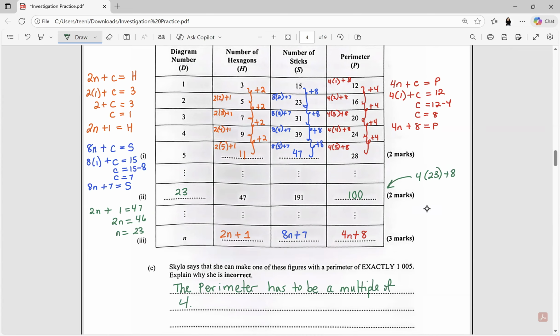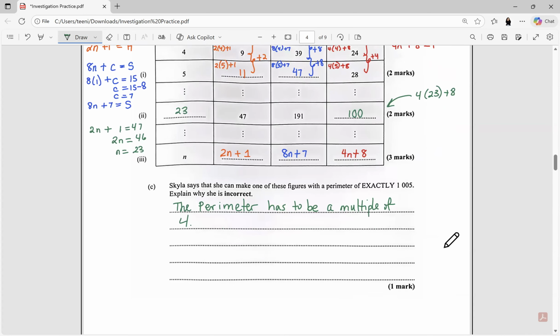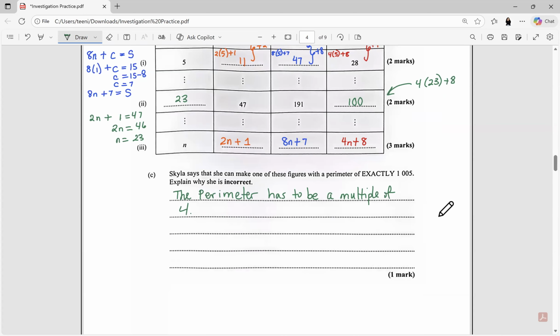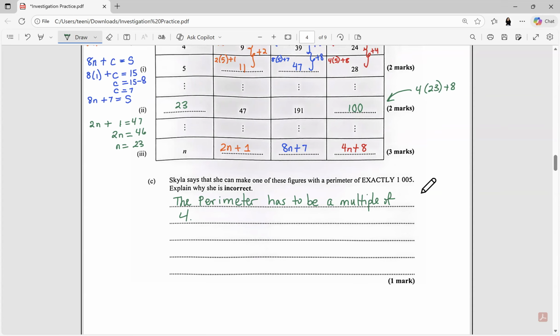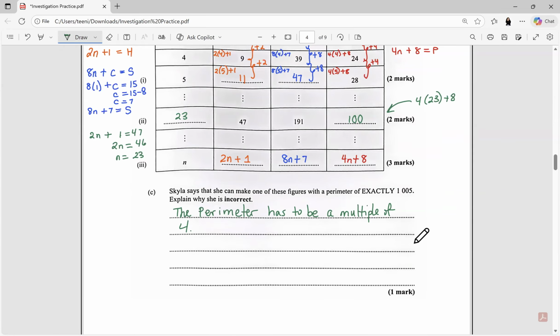And that's the answer, right? So I mean, you could write some more, like you could literally say 1005 is not divisible by 4. There are many different ways you could express it. You could say 4 has to be a factor and 4 is not a factor of 1005. That's one explanation. Another explanation could be this. The parameter has to be a multiple of 4 and 1005 is not a multiple of 4. Or you could say 1005 has to be able to divide exactly by 4 and it can't. Therefore, she's incorrect. Any variation of that will give you your 1 mark, right?